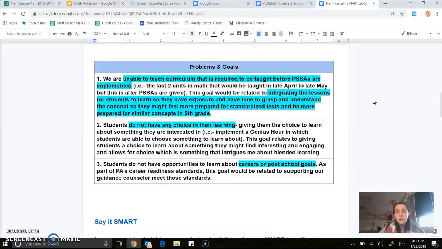So, for example, in math, we have 6 units or 5 units. Reading is one or the other. So with math, we have concepts that we don't get to until early to mid-May, and we do not have a chance to teach them before the PSSAs because there simply is not enough time. And if we give students the ample amount of time to practice, there's no way that we can teach everything before PSSAs.